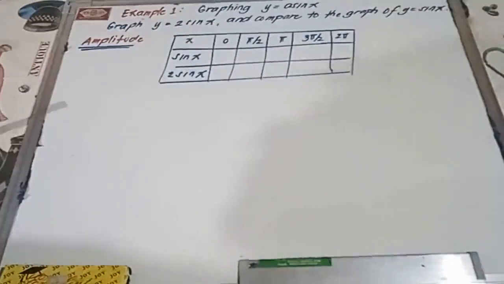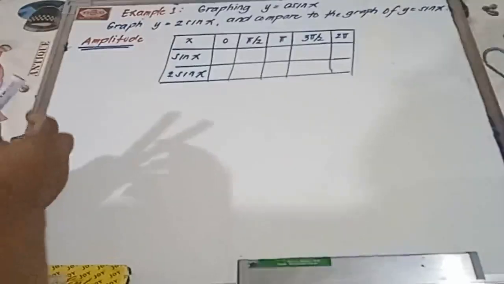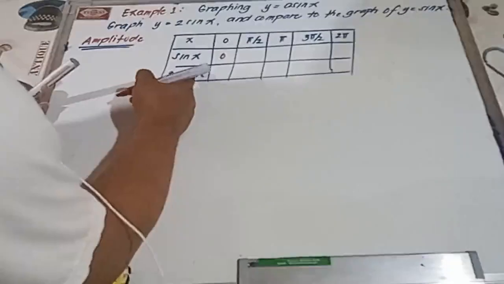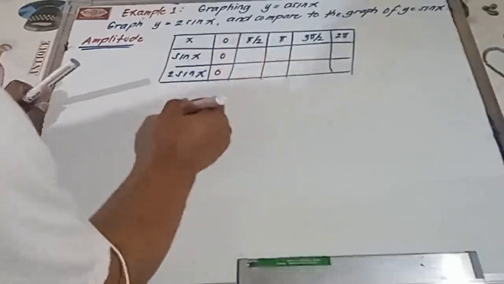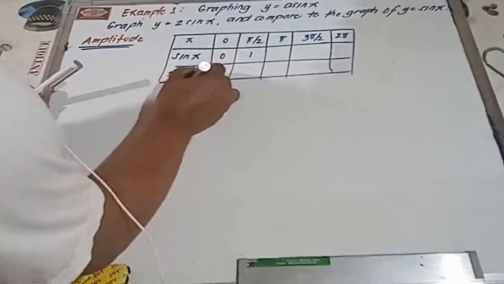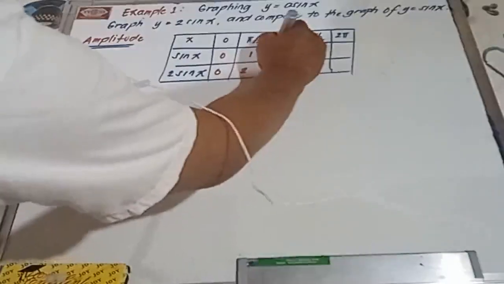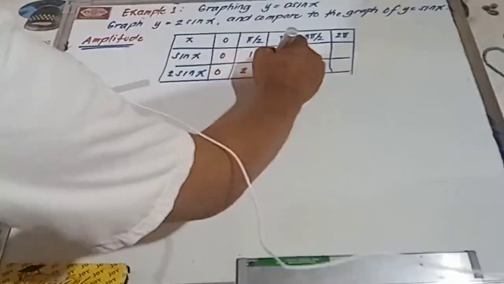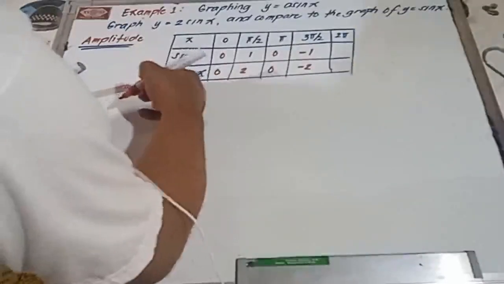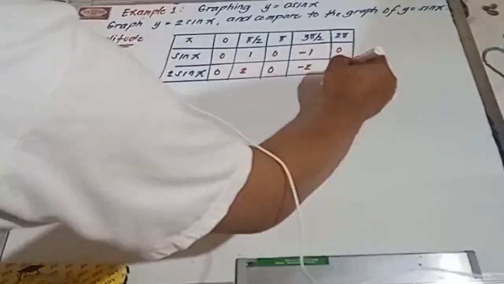If x is 0, sine 0 is 0. Therefore, 2 sine 0 is 0 times 2, which is also 0. Sine 90 is 1. Therefore, 2 sine 90 is 1 times 2, which is 2. Sine 180, or sine pi, is 0. Therefore, 2 sine pi is also 0. Sine 3 pi over 2 is negative 1, so this is negative 2, because it is just twice sine x. Sine 2 pi is 0, therefore this is also 0.